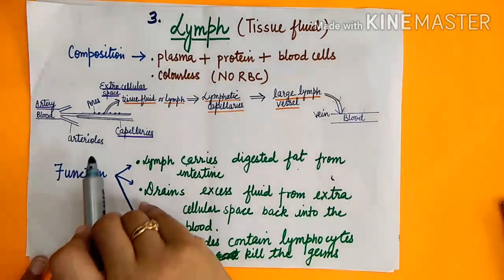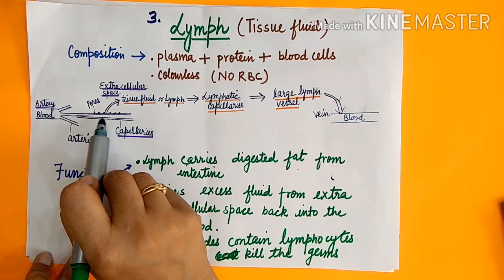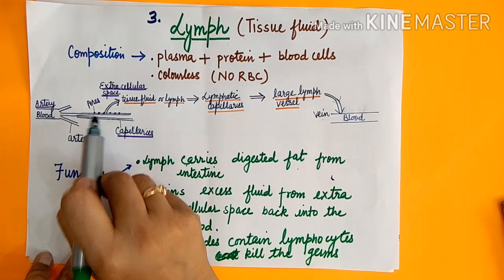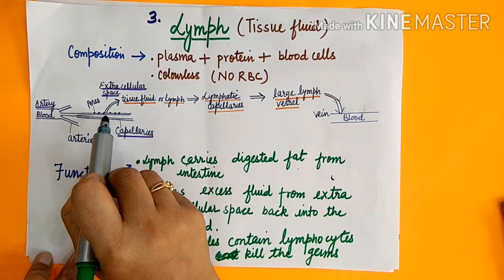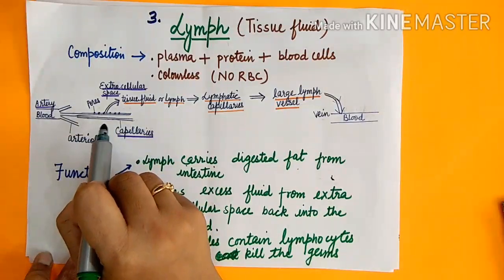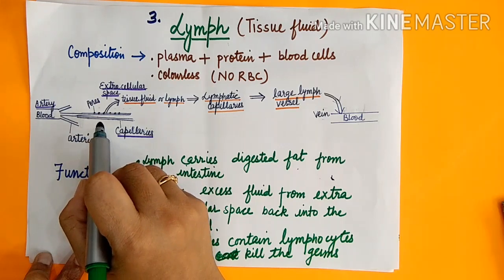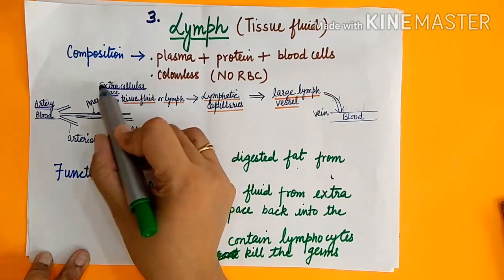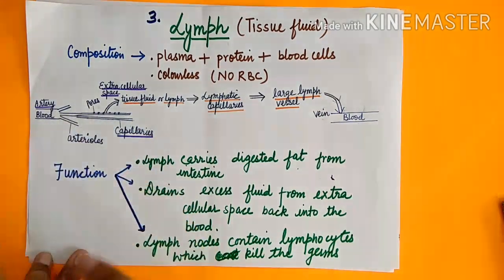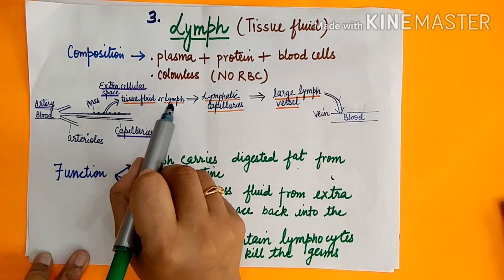Clear? So how does it work, let's concentrate. As we have discussed, capillaries have the thinnest wall and they have pores. The part of blood which contains plasma, less protein and blood cells but no RBCs escapes through the pores present in the thinnest wall of the capillaries into the surrounding, and that surrounding is known as extracellular space. Whatever liquid comes into the extracellular space is called tissue fluid or lymph.